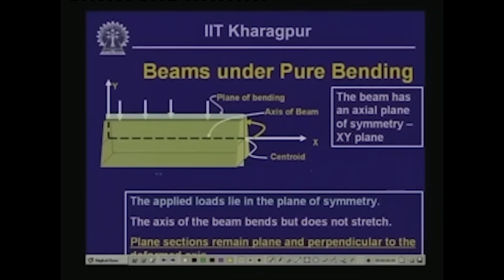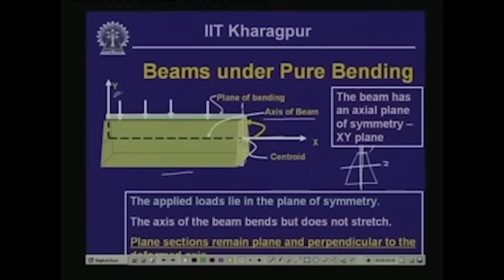Let us assume that this is a part of a prismatic beam, in which the cross section is symmetrical with respect to the vertical axis y. So, this is the y axis. This particular section here is shown in the form of a trapezium, which is symmetrical with respect to the y axis, whereas it is not symmetrical with respect to the z axis, since x is along the length of the member. This is the centroid of this section, and the axis which we draw along the centroid, we call the axis of the beam.